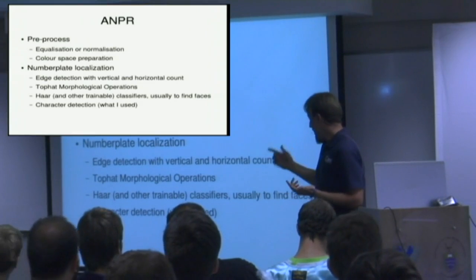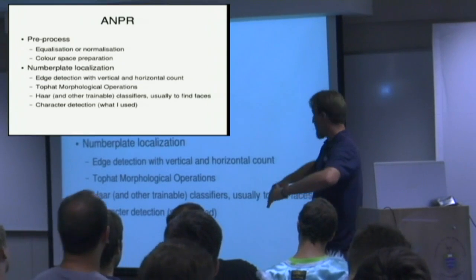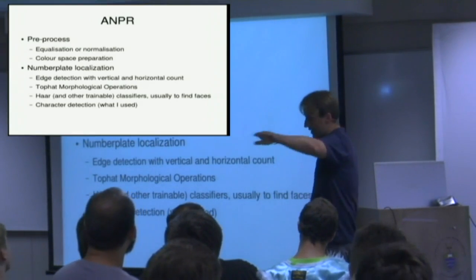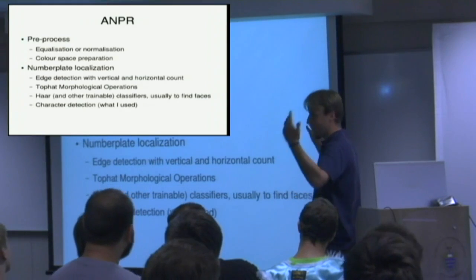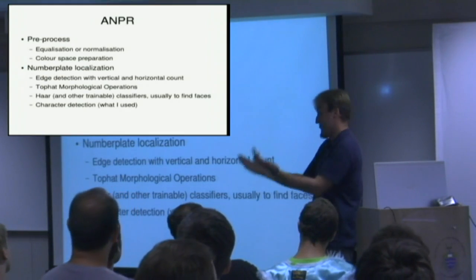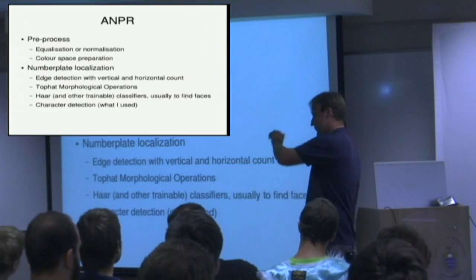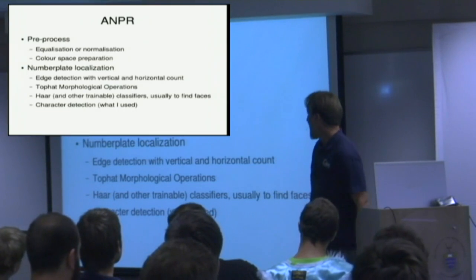A couple of techniques. Do edge detection. Basically, do an edge detect. I'll show an image in a second. You count the amount of edges and you look for places where there's a lot of edges, and yeah, that must be a number plate, or the number on the back of the bakkie or whatever.